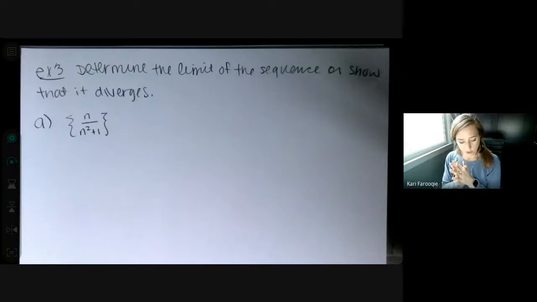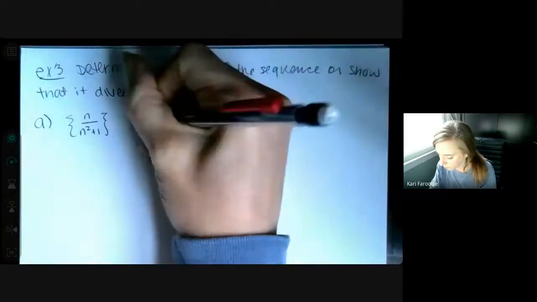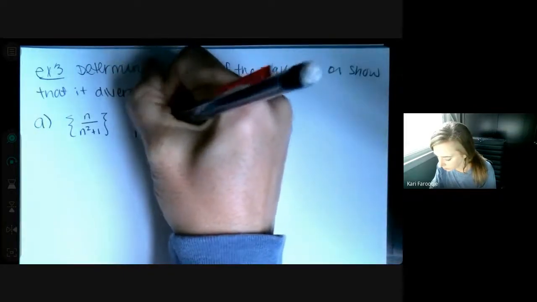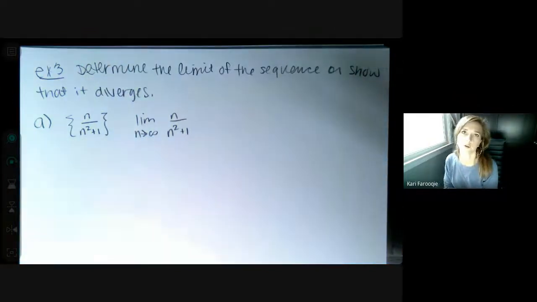All right, determine the limit of the sequence or show that it diverges. Our first one is n over n squared plus 1. So we're going to take the limit as n approaches infinity of n over n squared plus 1.